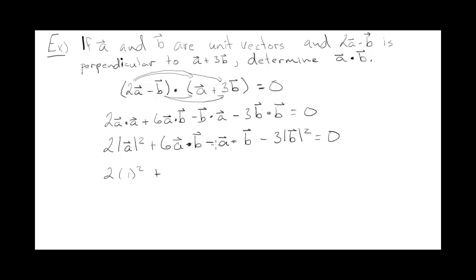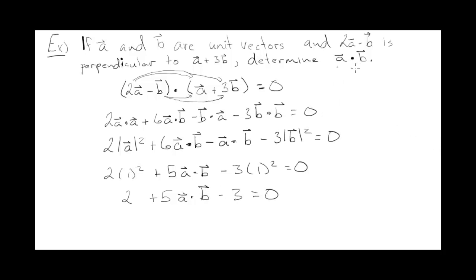I have 6A dot B minus A dot B. So those are like terms. So that'd be 6 minus 1, which is 5A dot B. And then minus 3 magnitude of B squared, that would be 1 squared. Okay, so that's 2 plus 5A dot B minus 3 equals 0.